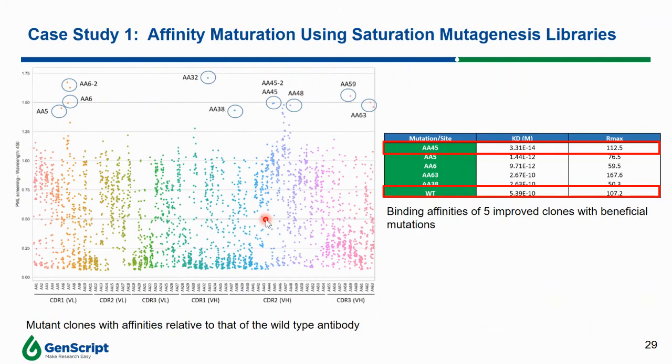Using this screening method, we successfully identified several mutants with significantly improved affinities, as shown in the blue circle here. These mutant clones with significantly improved affinity from the screening were further characterized for their binding affinities using the Biacore SPR platform.